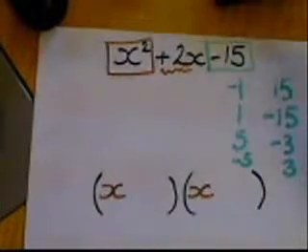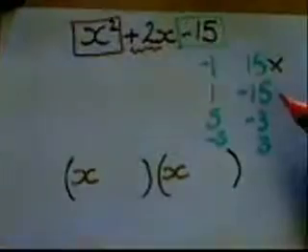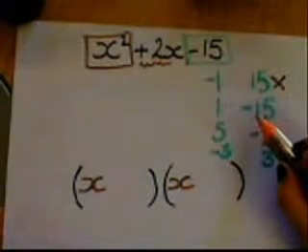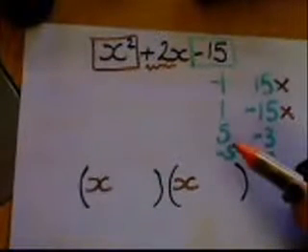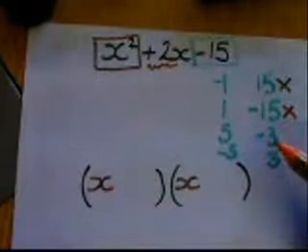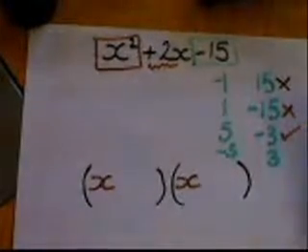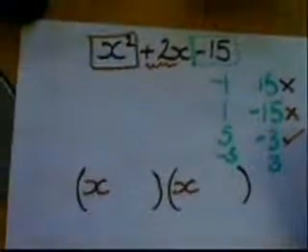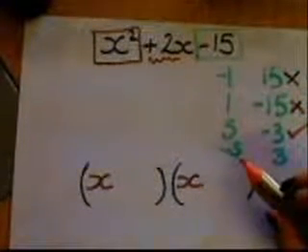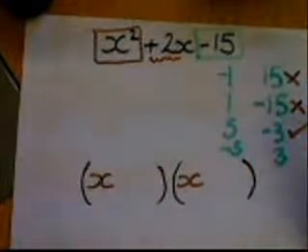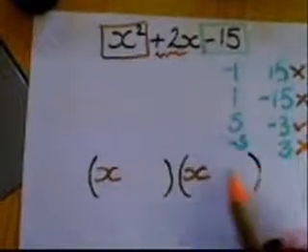So minus 1 adds 15 is going to give us 14, which is not 2, so it's not going to work. 1 add negative 15 gives us negative 14, so it doesn't work. 5 add negative 3 does work. 5 take away 3 equals 2, so that's going to work. Let's just check the last one doesn't work. Minus 5 add 3 gives us negative 2, so that doesn't work. We want to find a positive 2.